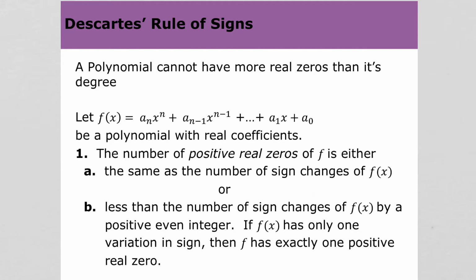So let's say you've got 5 sign changes. Then there's either 5 positive real zeros or less than 5 by an even number, so it would have to be 4. If there were 4 sign changes, then there would be either 4 positive real zeros or less than that by an even number, so down to 2.